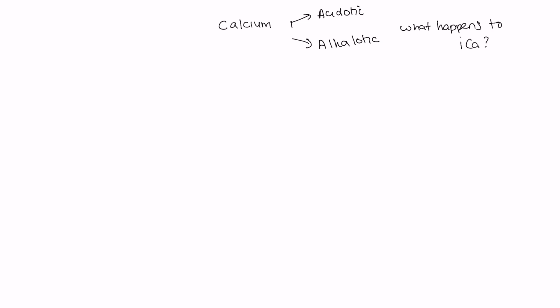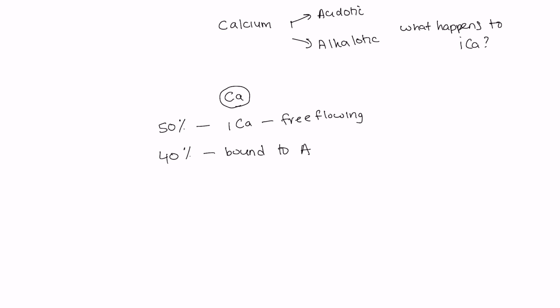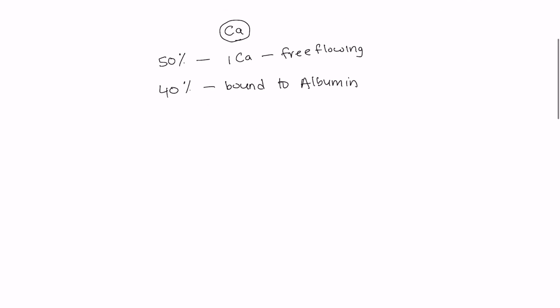So it's important to understand that whenever we think of calcium, 50% is going to be ionized calcium, free-flowing. About 40% is bound to albumin. And then the remaining 10% or so will be bound to anions.